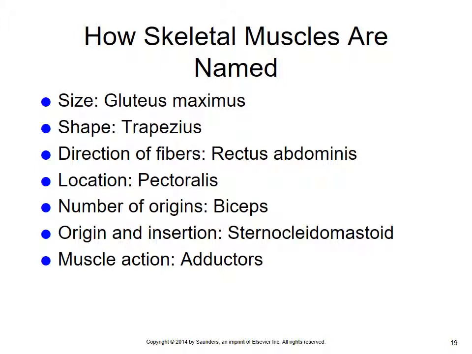Origin and insertion, where does it originate and where does it insert? And you see the sternocleidomastoid. So that muscle goes from the sternum clear up to behind the ear, the mastoid area. And then muscle action, adductors bring the body part toward the midline, so that would be an action of the particular muscle. It would be referred to as an adductor.